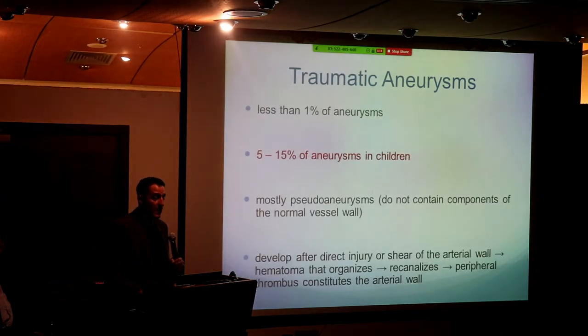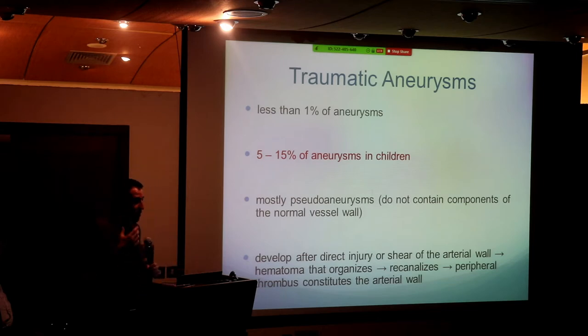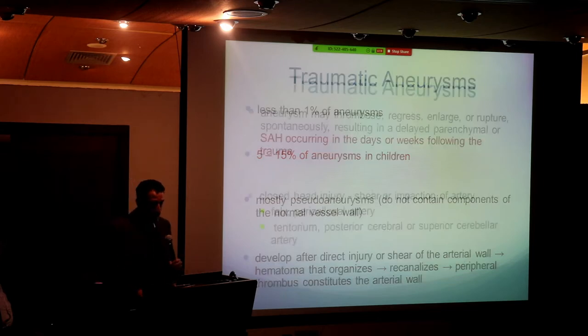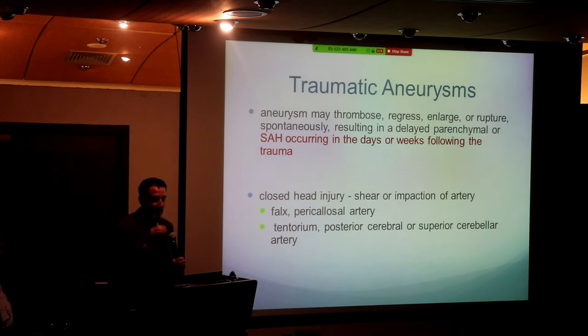Accordingly, traumatic aneurysm can happen in kids, most often after minor or major trauma, and typically results at specific sites of injury, at certain areas close to the tentorium or the falx. So the subarachnoid hemorrhage will come not necessarily immediately, and may happen weeks or months after.